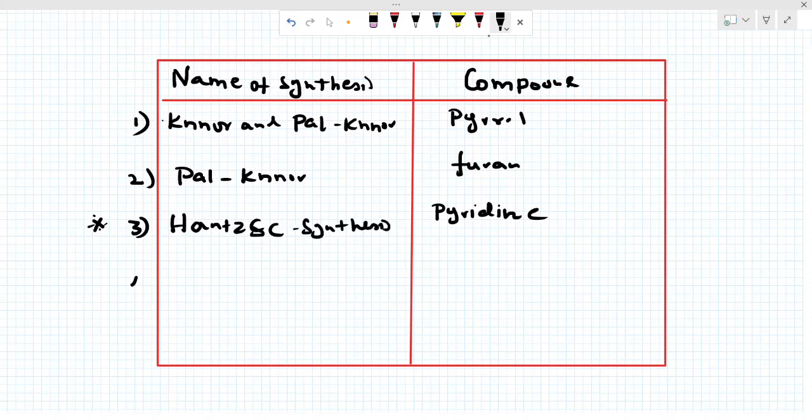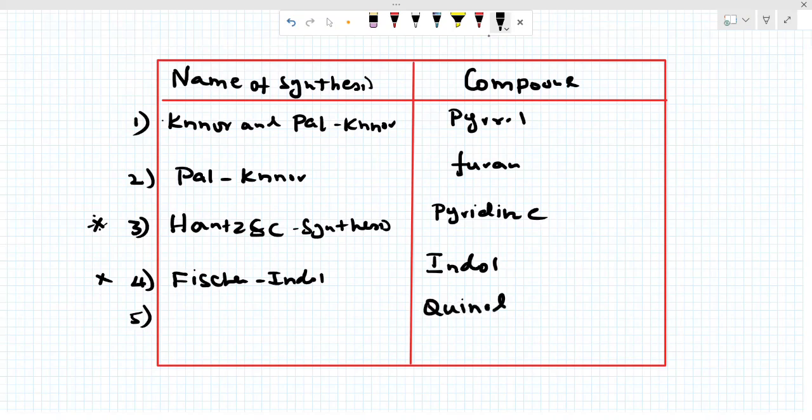Scientist name. Okay. Fourth, if you want to prepare indole, which can you use? Okay. Fischer indole reaction. Very important. This is also very important. Fischer indole reaction. Fifth one, if we're going to prepare quinoline, okay, this is the Skraup synthesis. This is also important. Okay, sorry, not Paal-Knorr, Skraup synthesis.